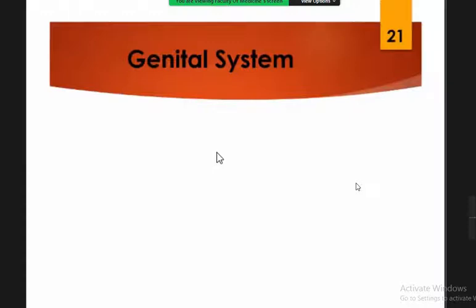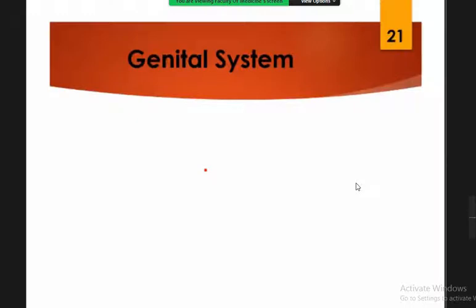The thickening on the posterior wall of the developing abdominal cavity forms the urogenital ridge. The urogenital ridge gives us a nephrogenic ridge or cord, and that is what gives us the urinary system. And the genital ridge, medial to the nephrogenic ridge, that is what gives us the genital system.